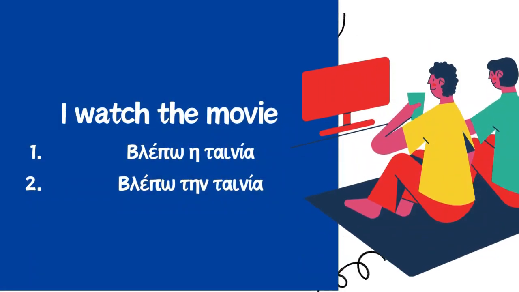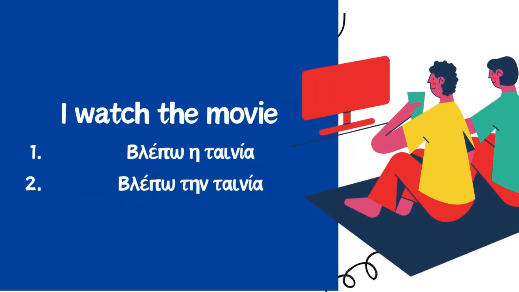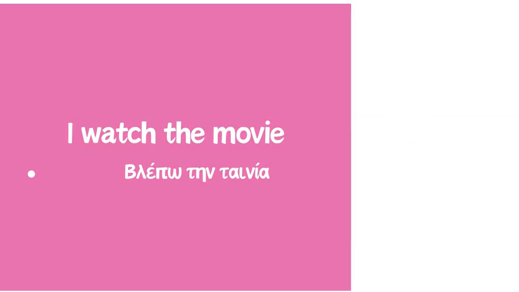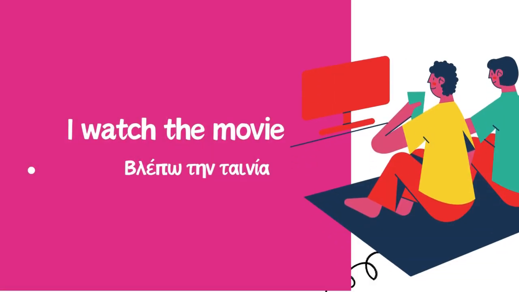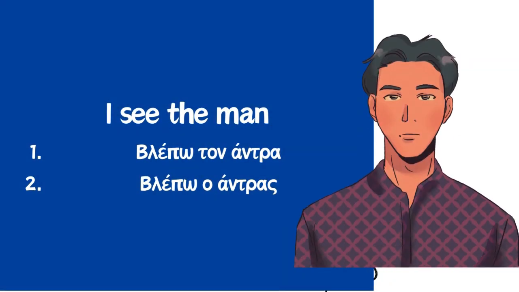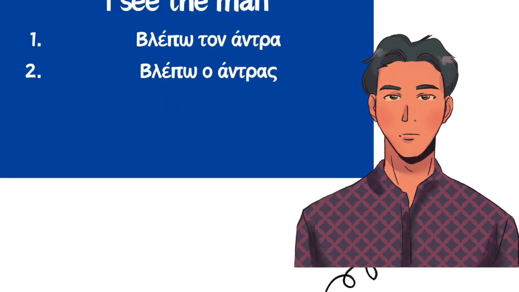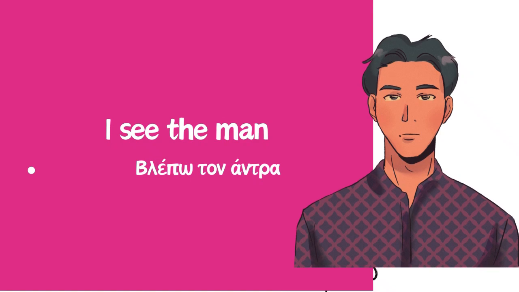Another example, I watched the movie. Βλέπω η ταινία or βλέπω την ταινία. The correct answer is βλέπω την ταινία. I see the man. Βλέπω τον άντρα or βλέπω ο άντρας. The correct answer is βλέπω τον άντρα.